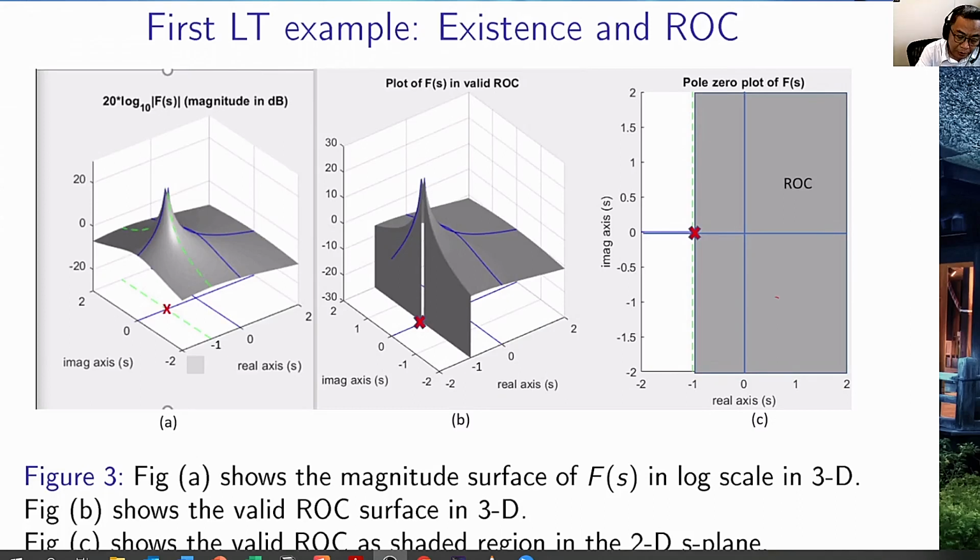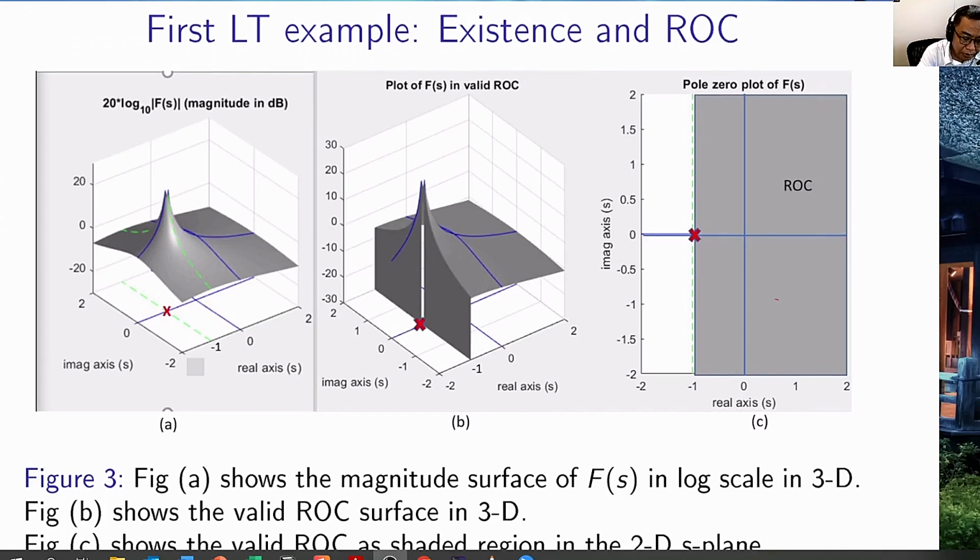Let us now examine this interesting point here where s is equal to minus 1. Our function F of s is equal to 1 over s plus a. And when s is equal to minus 1, it is 1 over minus 1 plus a. Our signal of interest is f of t is equal to e to the minus at u of t. And in our signal, a is equal to 1.